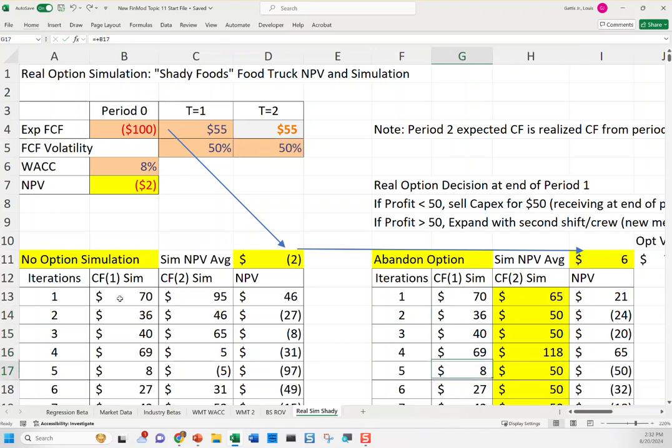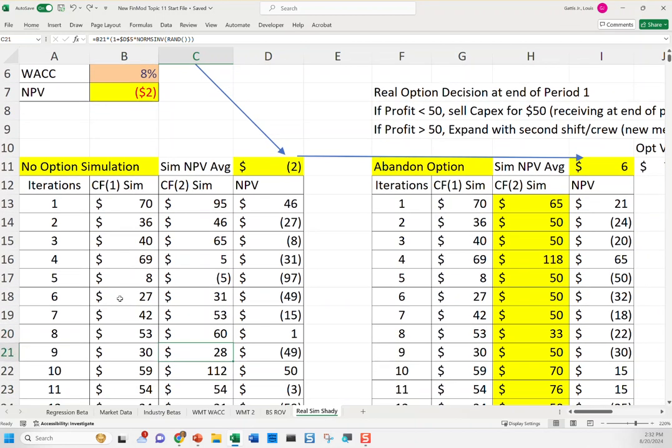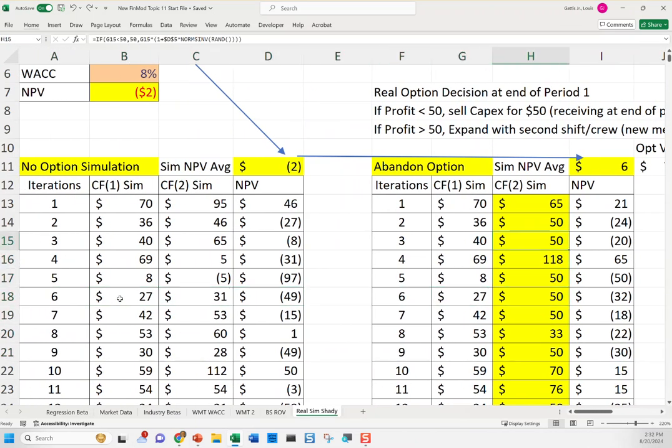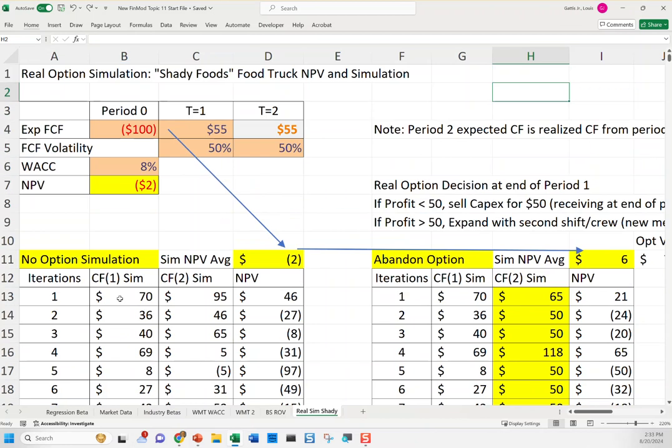Notice whenever I have a good year, say 70, I'm more likely to get a good year again. But anytime I wind up below 50 in the first year, I just sell the truck and get 50. So I now get rid of all these bad outcomes. Look at all these bad outcomes: 5, minus 5, 28. Now the worst case is the second year, I abandon the project, sell the truck for 50, and I'm done. So when I run 10,000 iterations of this and take the average of all the net present values, I get 6.